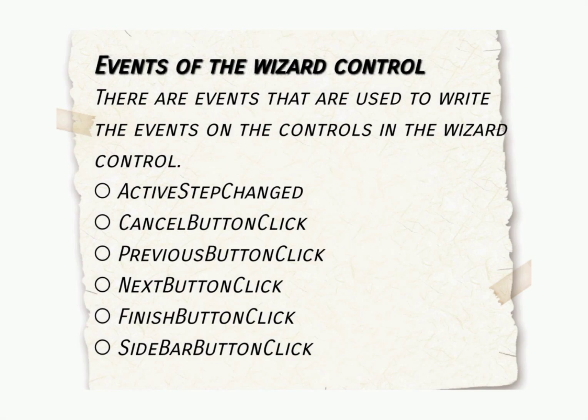The next topic is the events of the wizard control. These are the events on the controls in the wizard control. The first one, ActiveStepChanged, is raised when the user switches to a new step in the control. Next one, CancelButtonClick, is raised when the cancel button is clicked. FinishButtonClick is raised when the finish button is clicked.